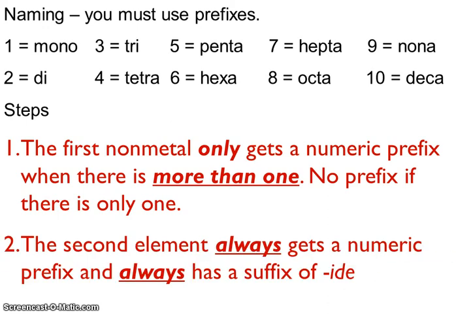For the second element, we always give it a prefix no matter what. If there's 1, 2, 3, 4, or 50, we give it a prefix. And we always change the ending to "ide." All binary compounds always end in "ide." So that's just how we handle that.